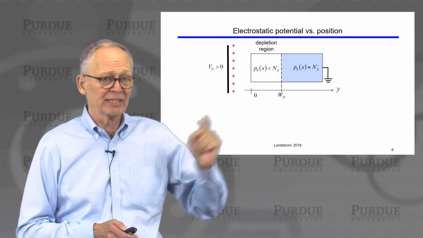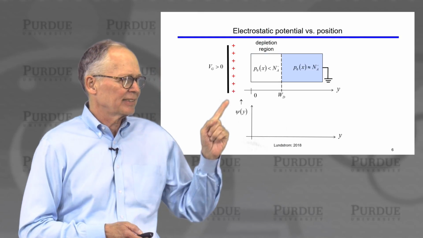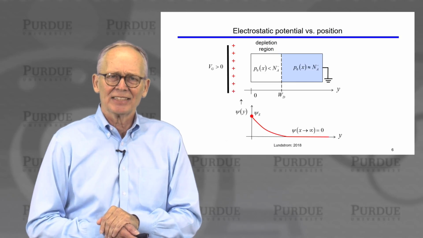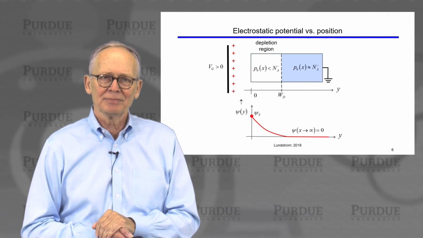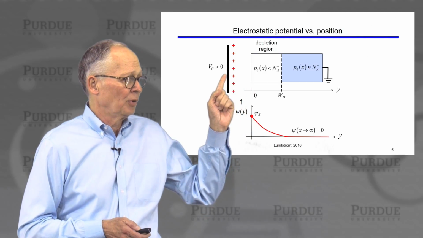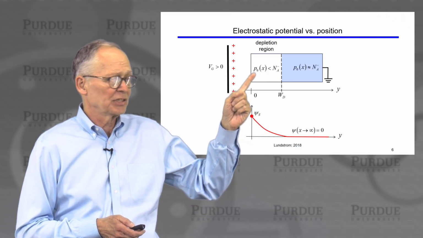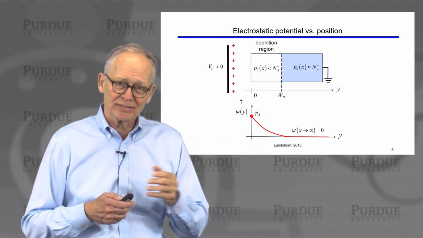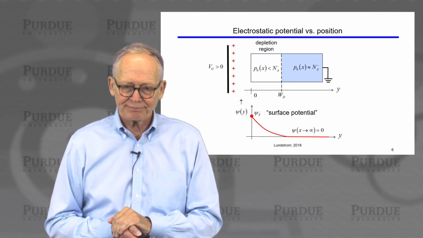It's depleted to some depth, W sub D. If we plot the electrostatic potential versus position, we can qualitatively say it's going to do something like this. If we ground the bottom of the wafer, make that our reference 0 voltage, we know the voltage is positive on the gate. So as we get close to the surface, the voltage in the semiconductor is also going to get more and more positive as it feels the influence of the gate. So it's going to look something like this.